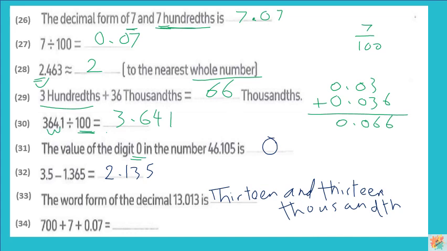Question number 34. 700 plus 7, it's 707.07. اوكي، يبقى خلي بالك وانت بتعمل اللي هو الاكسباند تحوله لستاندرد فورم، كل ديجيت منهم لازم ينزل فين؟ في البليس فاليو اللي تبعه.